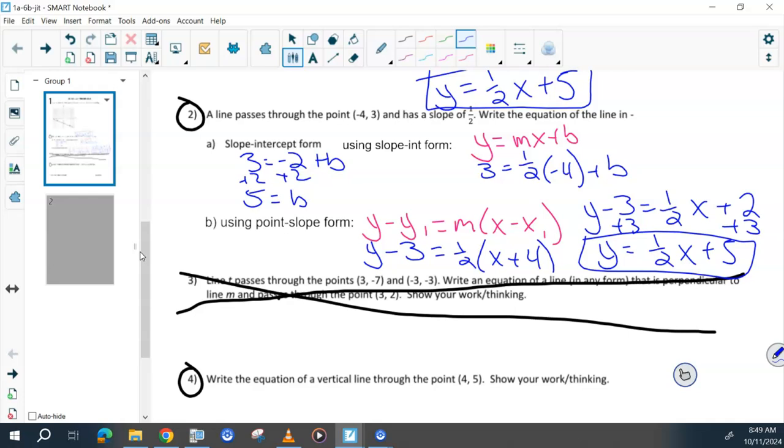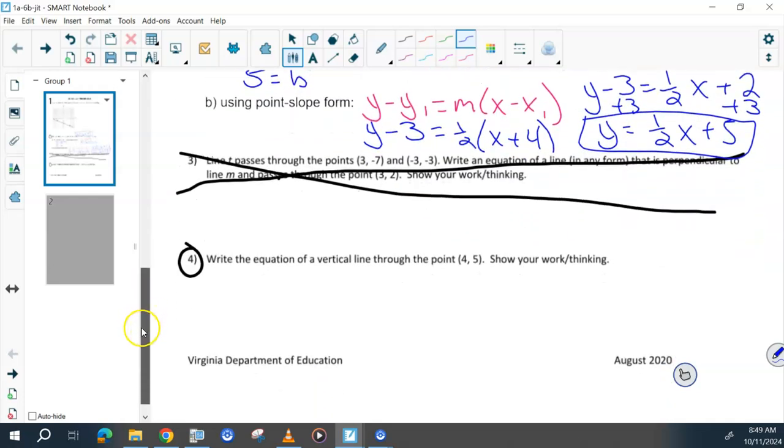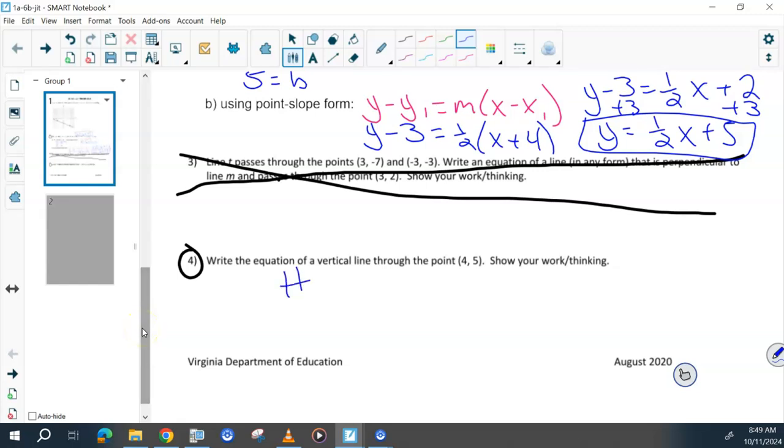Questions on that? For number 4, we are writing the equation of a vertical line, so we need to know what type of line it is. A vertical line is going to be x equals, and then we look at the x value. So you have to know those in order to get that right. Questions on that?